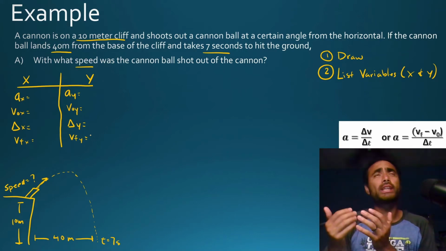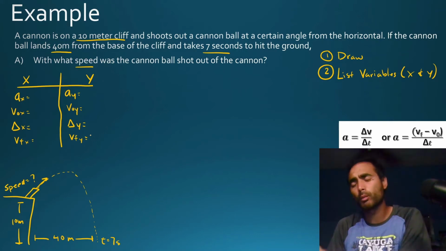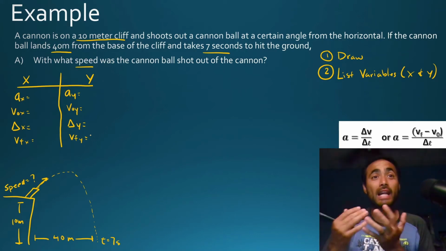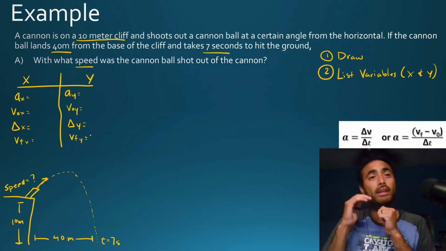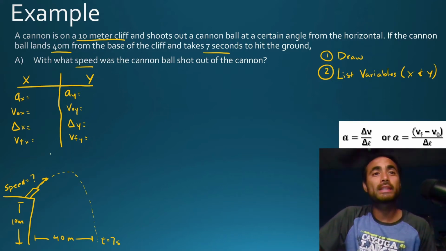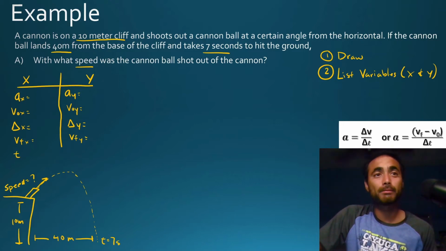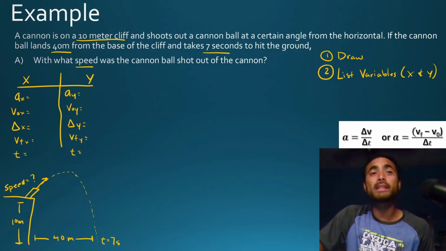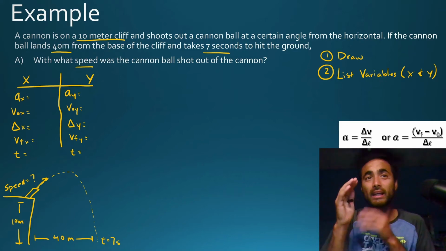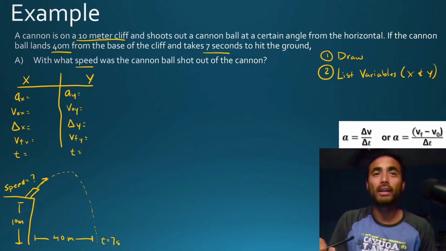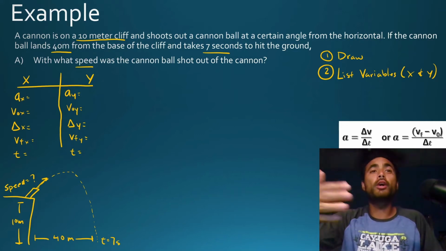And you might think, oh, is that in the X direction or is that in the Y direction? But time doesn't have a direction. So time is going to be the only thing that's the same for both the X and the Y. You can put it in the middle here, but to make it less complicated, I'm going to put time on both sides. This is the only thing that's going to be the same for both sides. Everything else is separate. Okay, so let's start listing what we know and what we don't know.